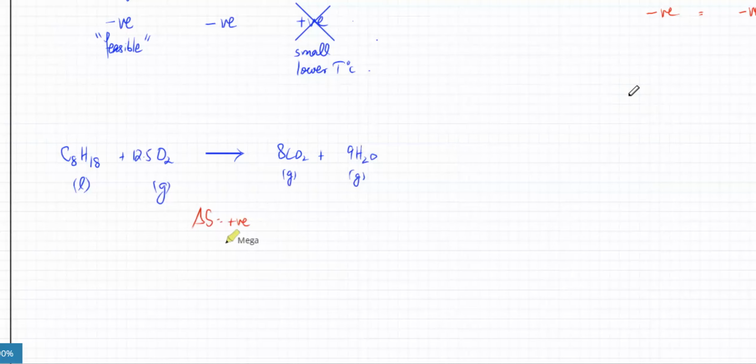And delta H over here, it's the enthalpy change. It produces heat, so that is also negative. So when will this reaction, like burning petrol, be feasible? I'm going to use Gibbs free energy. Higher temperature or lower temperature? High temperature. So delta G equals delta H minus T delta S. So delta H is negative. Minus T multiplied by delta S is positive, right?